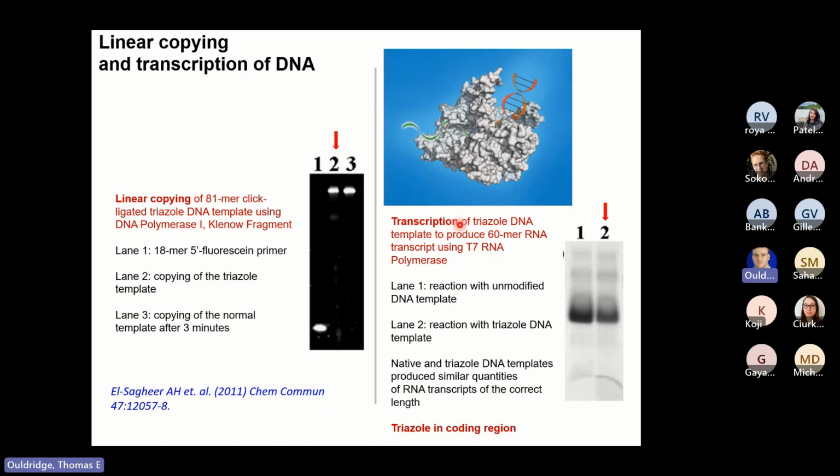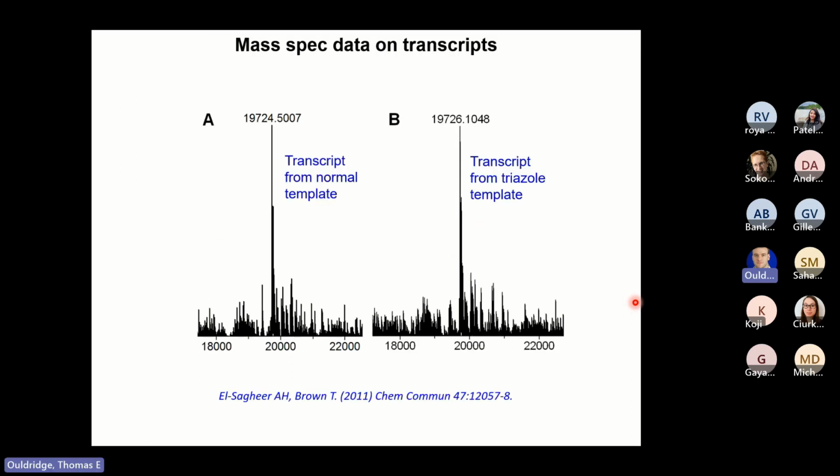Just to mention also that when we transcribe a piece of DNA that contains a triazole linkage in the coding region, if we compare the triazole template with the unmodified DNA template, the triazole template produces almost as much RNA as the unmodified template. And this shows that RNA polymerase can also read through this triazole template. So we've got replication and transcription. And this is just mass spec proof that the transcript from the normal template control and the triazole template give the same product. It's the correct product. It's got the correct length, the correct mass.